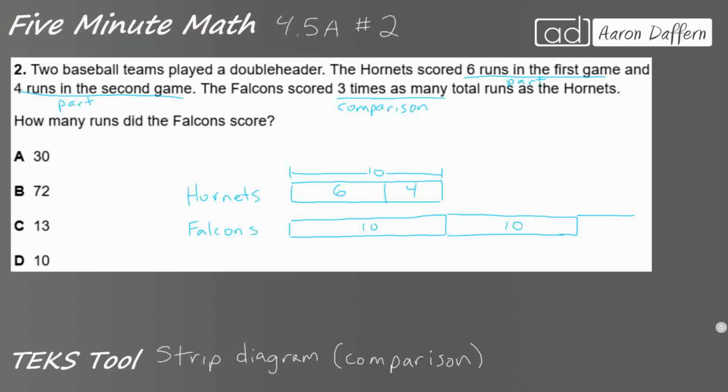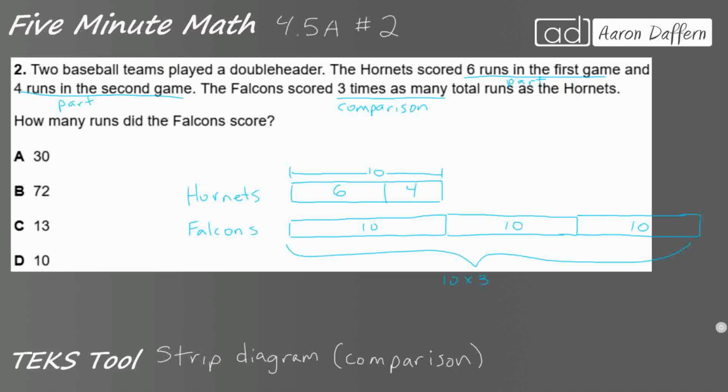And so look what we have here. We're kind of extending almost to the edge of the screen. The Falcons apparently did very well. Now, we don't know how the runs are distributed. They could have theoretically lost a game and scored all of the runs in one of the other games, but most likely they won both games. Now, if we wanted to, we could go ahead and find a total here. This would be 10 times 3, or you can say 3 times as many as 10. There's a lot of different ways to look at that.